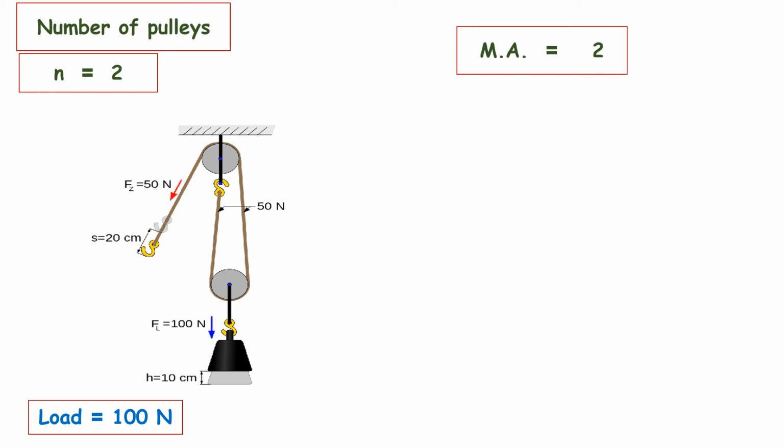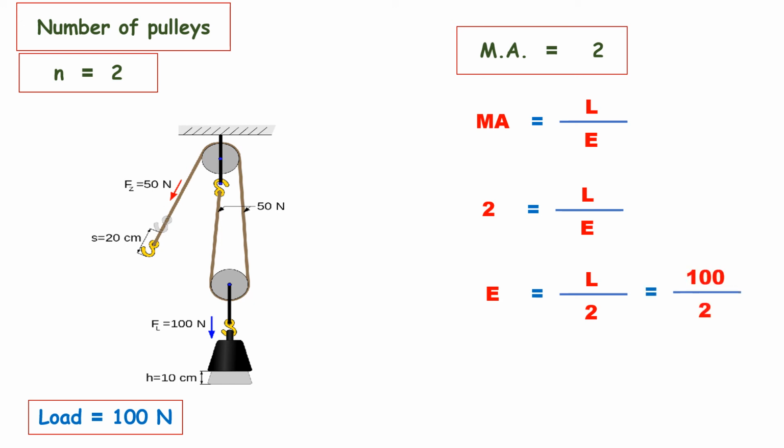Now I will explain to you about the velocity ratio. Now suppose there are 2 pulleys. The number of pulleys, that means N, is equal to 2. Mechanical advantage is equal to 2. We have already seen, mechanical advantage is 2 means load to effort ratio is 2. That means effort is equal to load by 2, or effort becomes half of the load. Okay. Now if load is 100 Newton, then effort will be equal to 50 Newton.